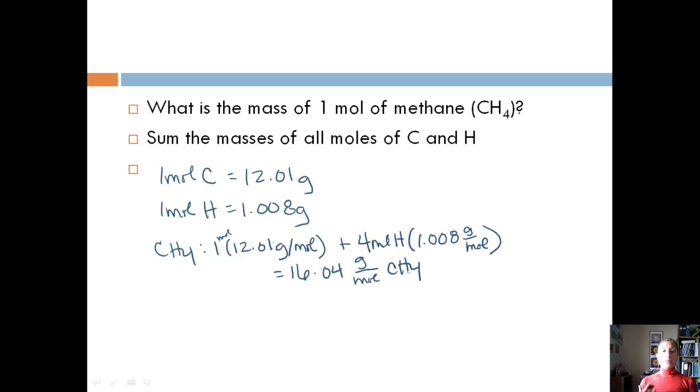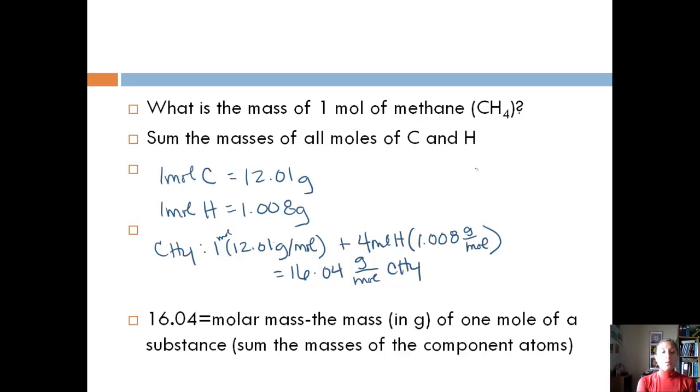Now, because we're basically creating our own conversion factor here, we're just adding up atomic masses, which, if you remember from our rules on significant figures, don't count towards significant figures because they are conversion factors. For molar mass, just round to maybe the hundredths place or so, and you're good to go. No significant figures here. So, 16.04 is equal to the molar mass, which is the mass in grams of 1 mole of a substance. So basically, we sum the masses of all the component atoms. And so this would be like atomic mass for an atom, only it's molar mass for a molecule.